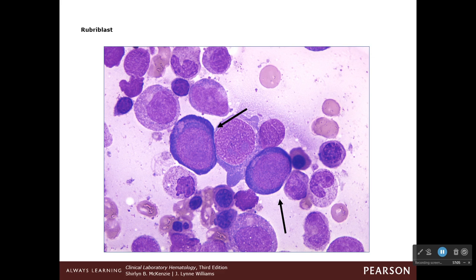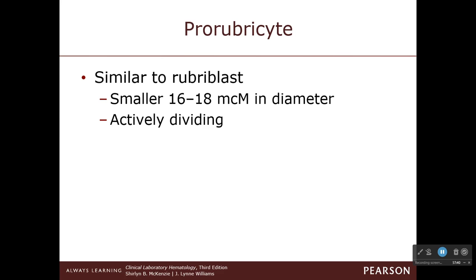But you can see how it's a little rougher chromatin than that smooth, lacy chromatin of the red cell. And the cytoplasm color is different, usually, too. Maybe a little bit more blue than that, but it's not going to be that bluish purple like a red cell. Questions about that? Rubriblast, pronormoblast, same cell. Different name, same cell. You need to learn pronormoblast. All right. Next one.